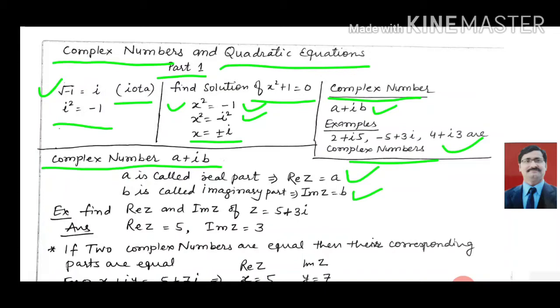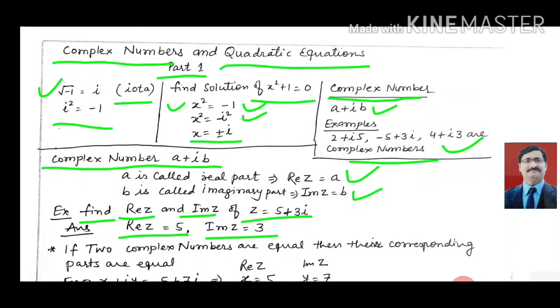Look here, one question I will give you. Find Re z and Im z, means real part of z and imaginary part of z. You have to find. If z is given to you as 5 plus 3 iota, the real part is 5 and the imaginary part is 3. So you understand, this is a very simple portion.